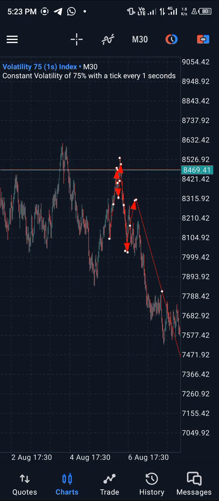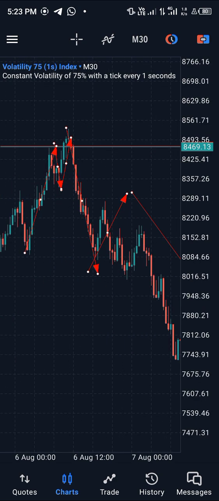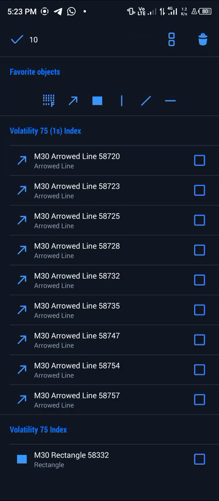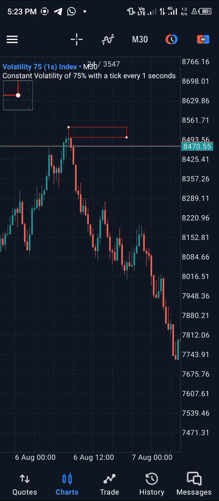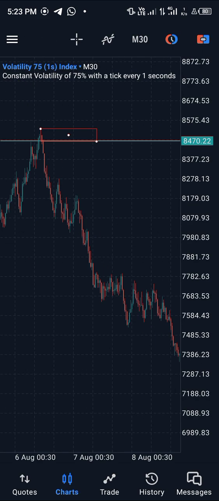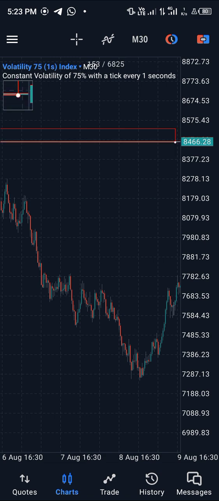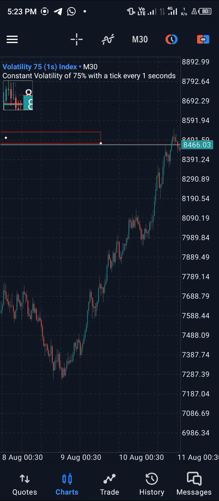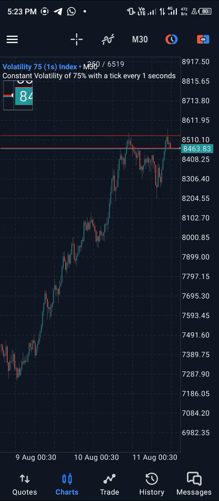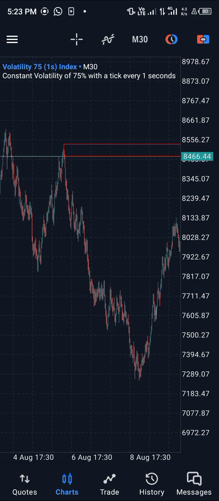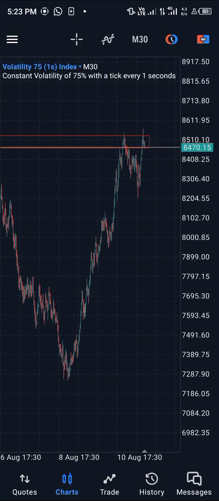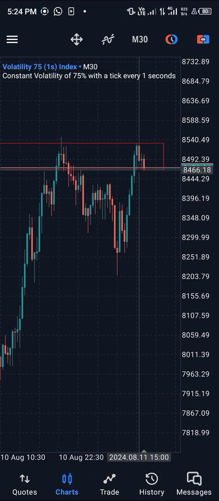And after taking out this liquidity, where did it come back to? Another block. I'll delete all these things so you can see the other block very well. It came back to this other block. Look at how far it is. After coming back to this other block, the market sold, as you can see.